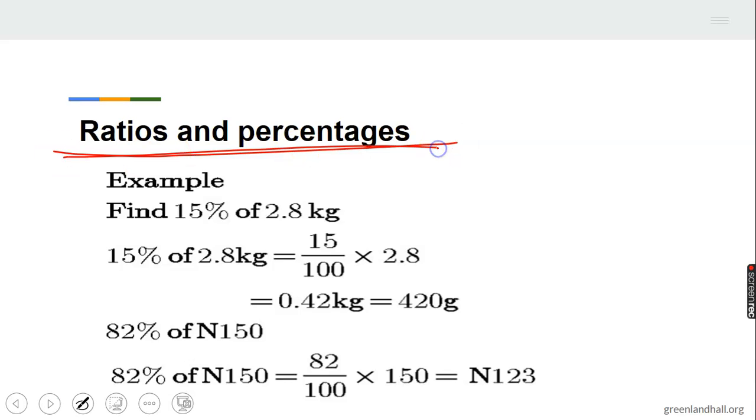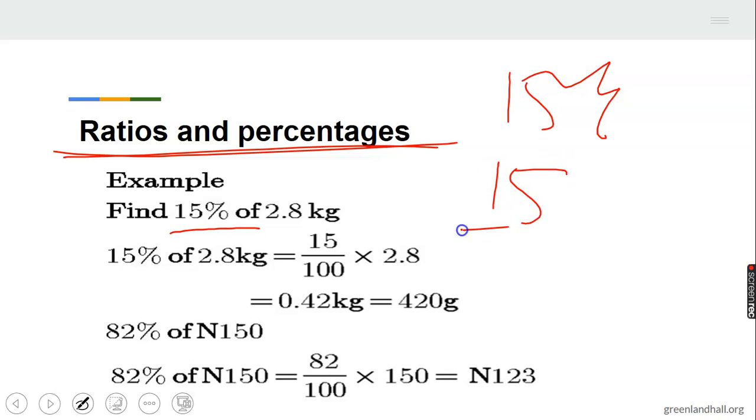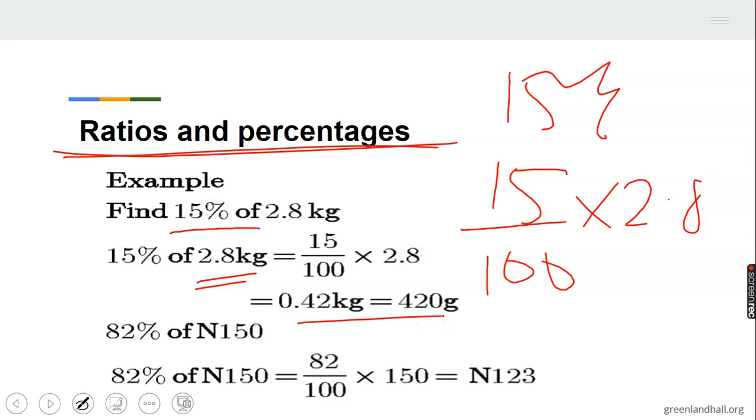Now ratio and percentage. Example, find 15% of 2.8 kilogram. When you have 15%, that means to convert to a common fraction, you divide by 100. Since we are looking for 15% of 2.8, that will be 15 over 100 times 2.8. Your answer is 0.42 kilogram. When you multiply by 1000, it will be 420 gram.